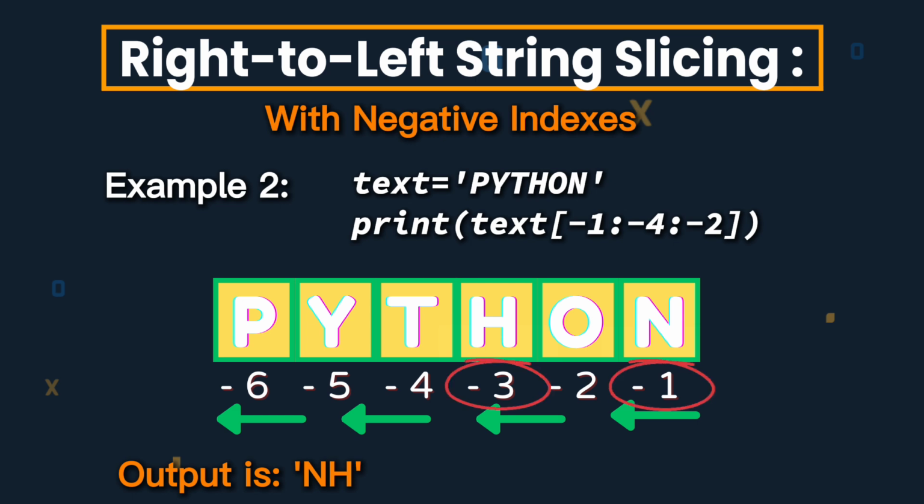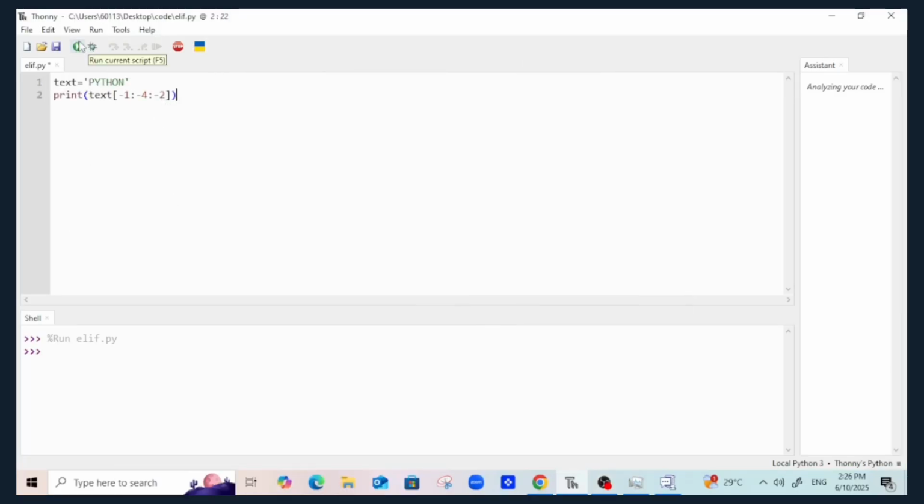So let's walk through what happens. We start at index -1, which is N. This character is included. Then we move 2 steps backward, skipping O and landing on H. At index -3, H is also included. We stop before reaching index -4, so T is not included. The result is NH. When executed, this code returns NH as output.